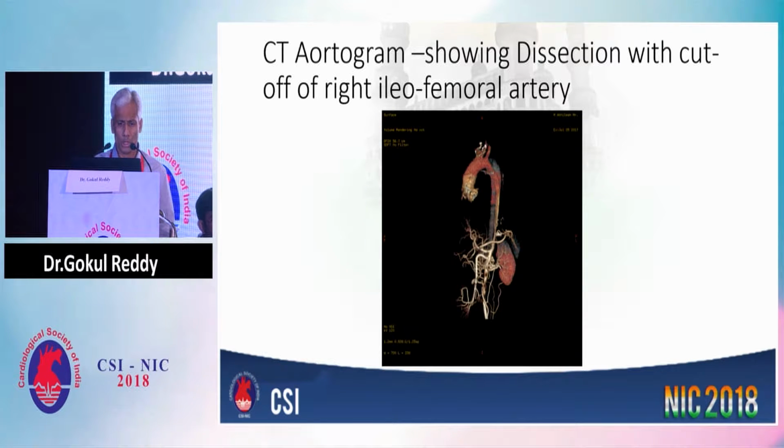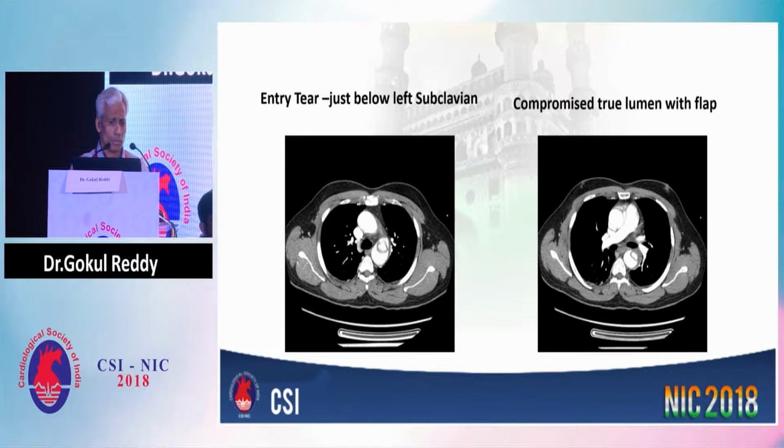So this is the CT. You are able to see one leg artery; the second leg artery is missing. The entire thing is the dissection. Only the center is the true lumen. This is a slice of the CT. You can see the dissection flap here. Then again you can see the same flap in the thoracic aorta.